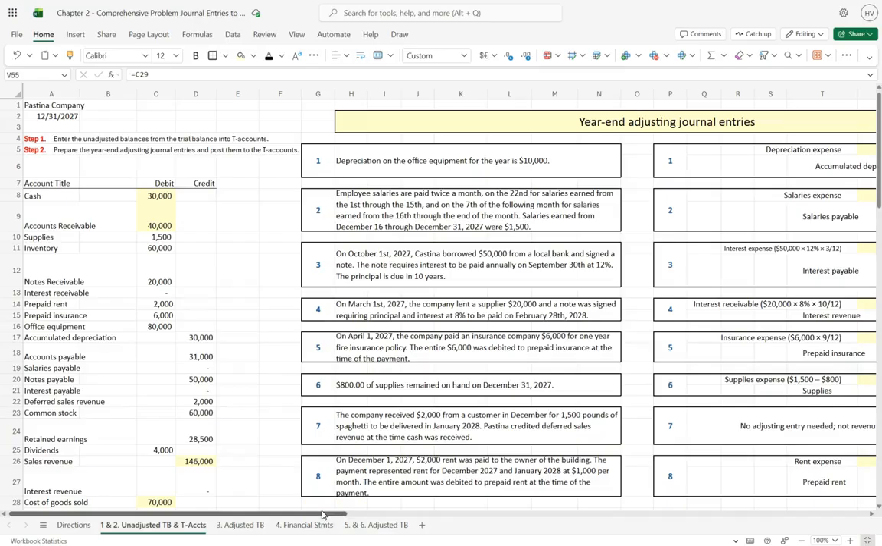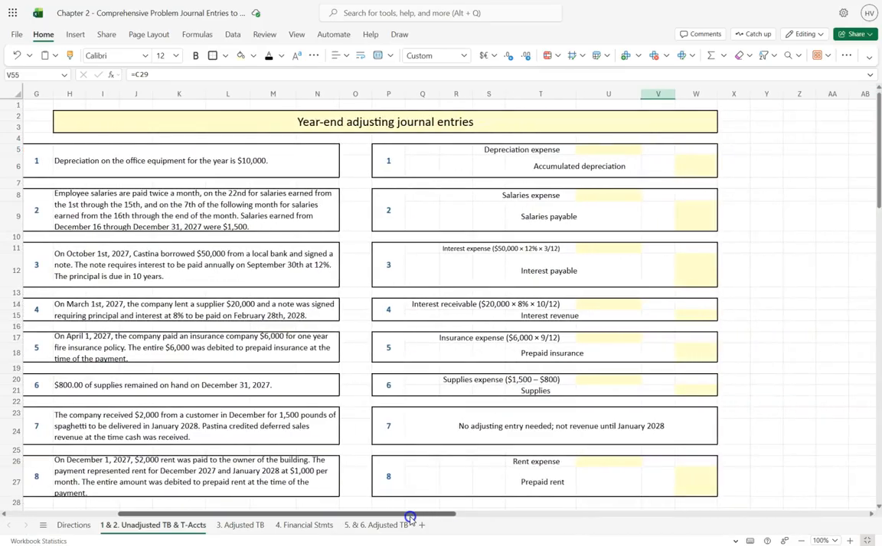So first we have to figure out what the journal entries are and then post each of those entries into the same set of T accounts. So item number 1 that we're told is depreciation on the office equipment for the year is $10,000. So we need to record our depreciation for the year for $10,000. Our entry is going to be debit depreciation expense for $10,000, and the credit is going to go to accumulated depreciation. That is a typical entry for posting depreciation expense.